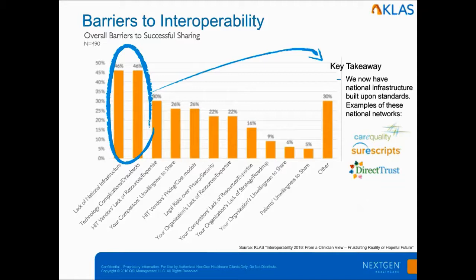And one of them you can see kind of in the middle is your competitor's lack of resources or expertise, but also your competitor's unwillingness to share at 26%. If you look further down, at 6% comes in your organization's unwillingness to share. So most providers, when asked about data sharing, point to the national infrastructure, which we now have a solution for. But most people also think that their competitors are less willing to share than they are. So from one perspective, you can say there's a belief that everyone else is getting in the way.